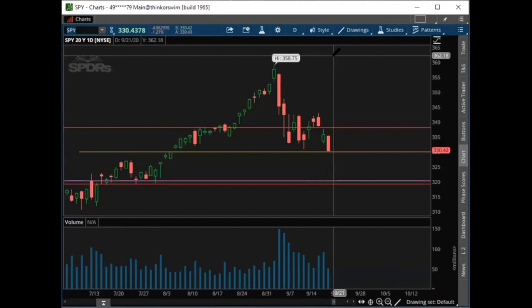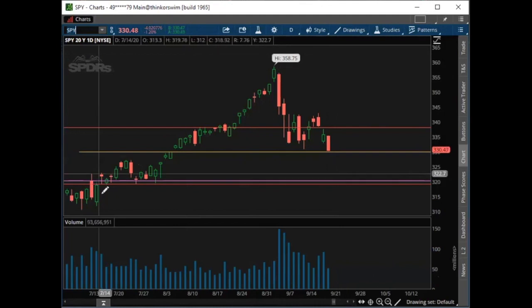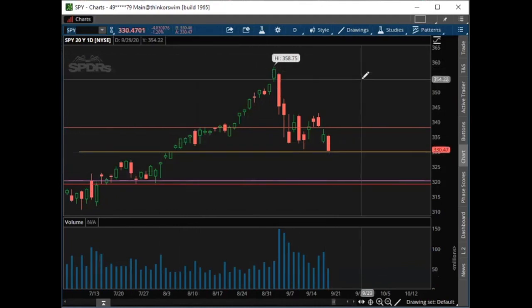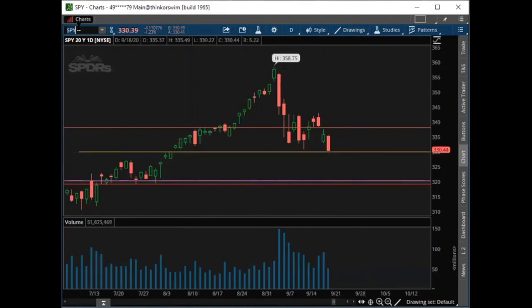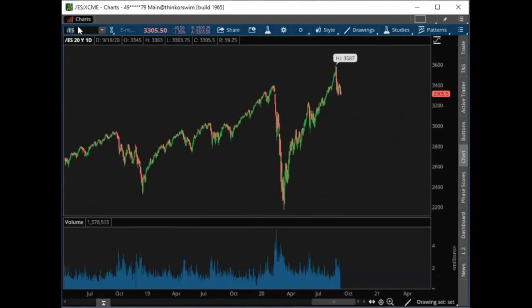Look at the SPY right now. Look at what we're seeing. Look at what's happening. We have a void in the chart that is getting ready to get filled. Let's go back to ES.